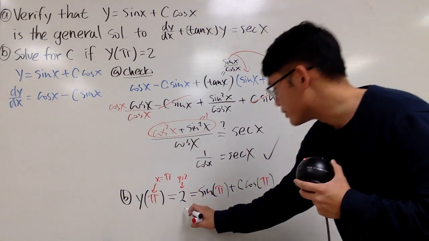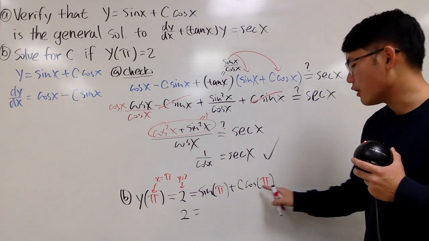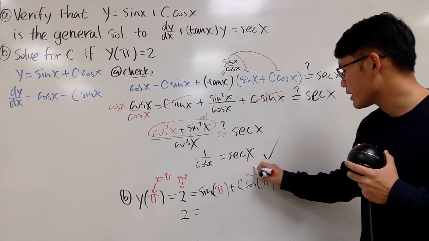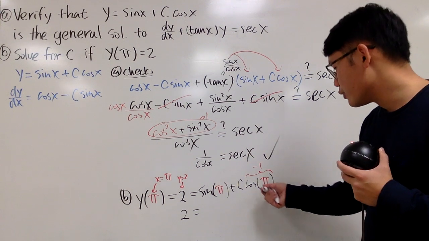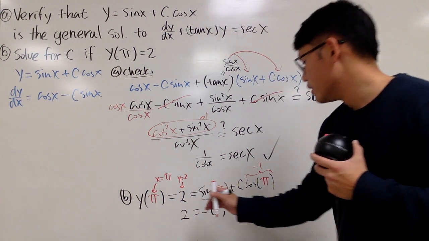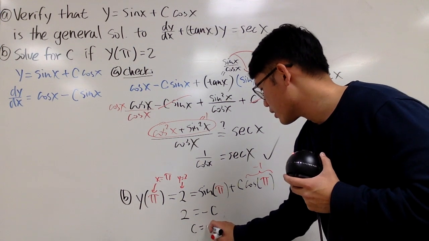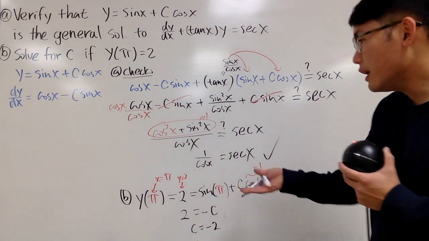That should be equal to 2. Now, this is just 2. Sine of pi is 0, so this is gone. And then cosine of pi, don't forget your trick, this is negative 1. So all in all, you get negative c right here. 2 is equal to negative c. That means c is equal to negative 2, right? And you are done.